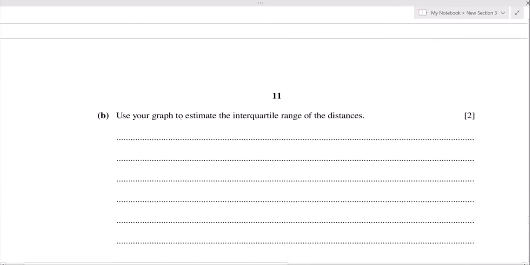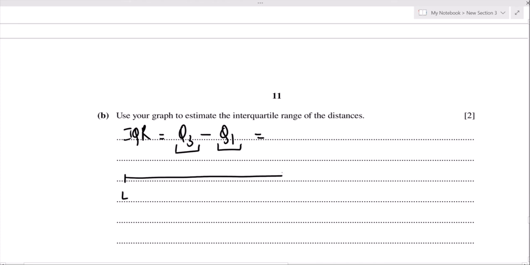Now we will use our graph in order to estimate the interquartile range. The interquartile range is just going to be the upper quartile Q3 minus the lower quartile Q1. In order to figure out Q3 and Q1, we're going to use the percentile method. If we were to list the values, there's going to be the lowest one and the highest one. In between, that's going to be the median. In between the lowest and the median, that's the lower quartile, and in between the median and the highest value, that's the upper quartile.